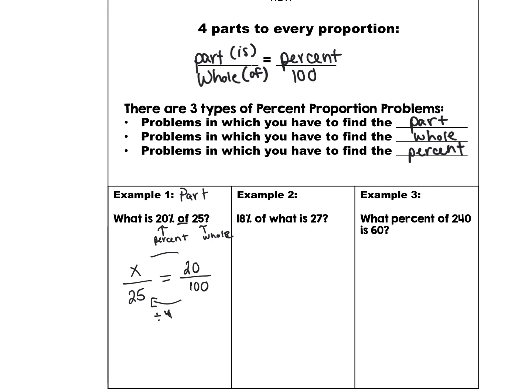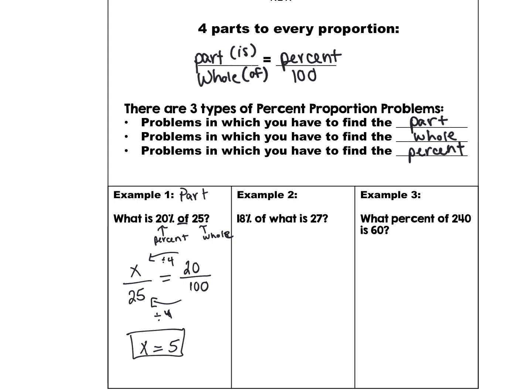How do I get from 100 to 25? Divide by 4. So then how am I going to get from 20 to x? We're also going to divide by 4. 20 divided by 4 equals 5. So x equals 5. And you could have said 20 divided by 100 is 0.2, and then multiply that by 25, and that would have given you 5 as well. The answer is 5.